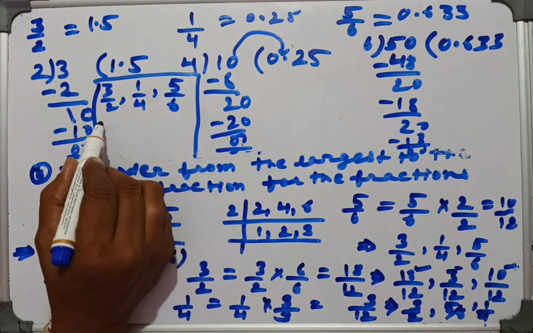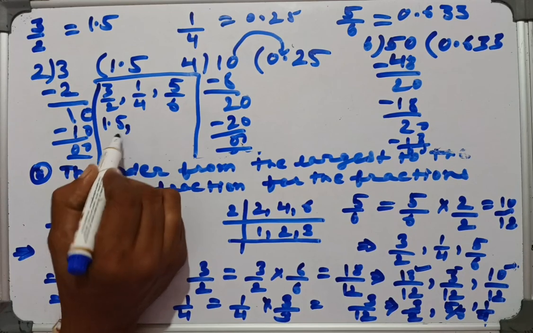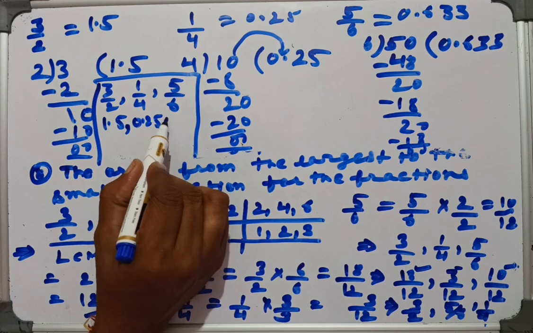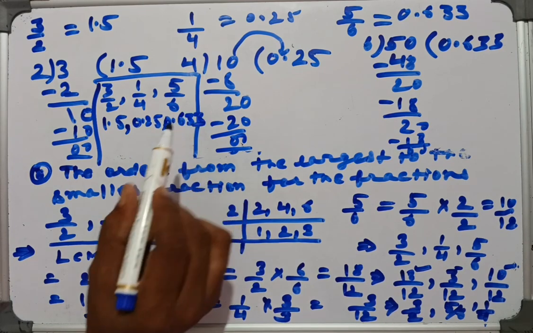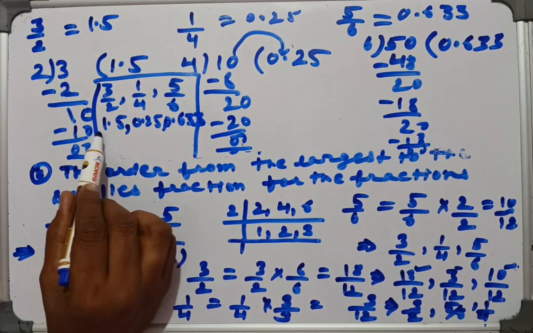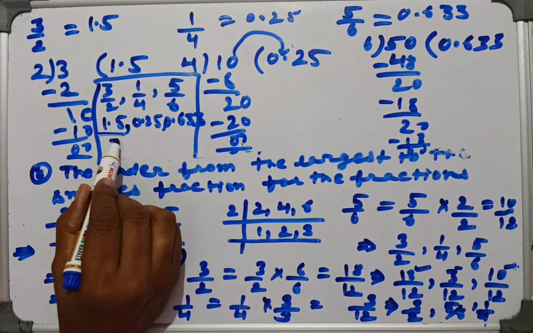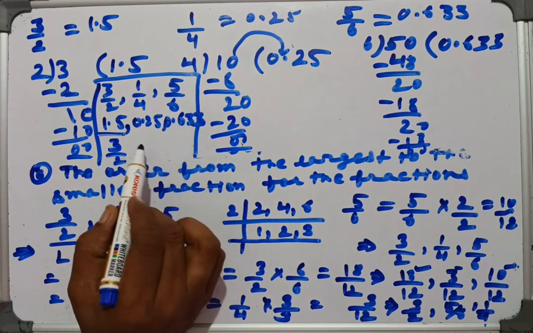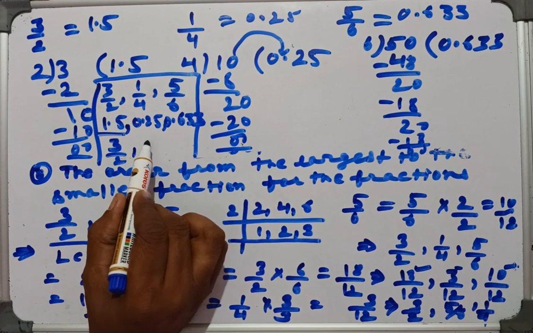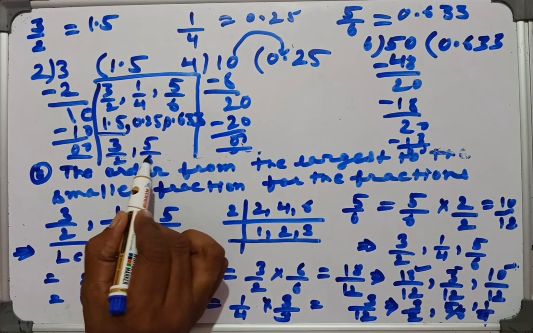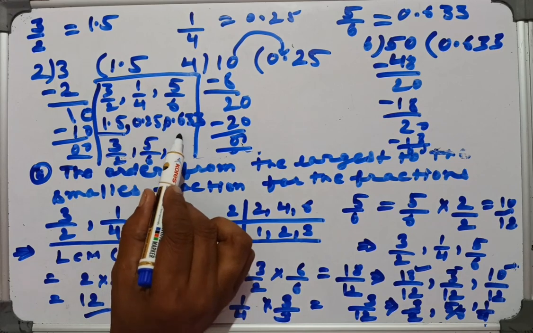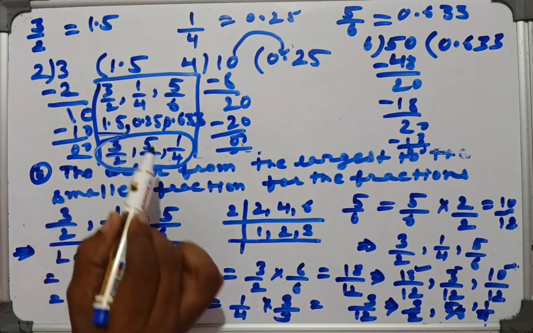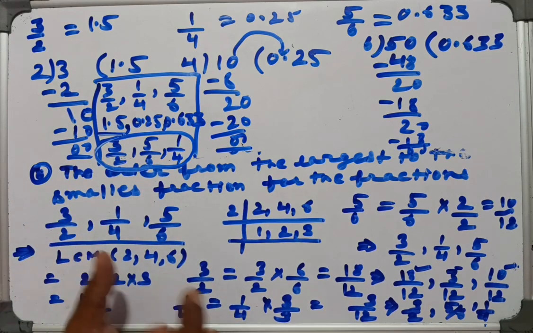This value is 1.5, this value is 0.25, and this value is 0.633. So which one is the largest? 1.5 is the largest, so 3 by 2 is the first number. Which one is the second largest? 0.633, the corresponding value is 5 by 6, and the third one is 0.25, 1 by 4. So our solution is this one. So you can solve this question by both methods.